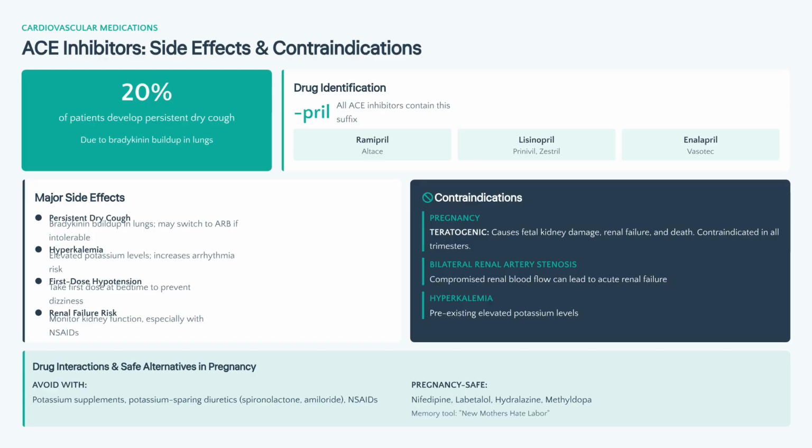ACE inhibitors are identified by the "pril" suffix. The major side effect is a persistent dry cough in about 20% of patients. They are strictly contraindicated in pregnancy, as they are teratogenic, causing fetal harm. They should also be avoided with potassium supplements and NSAIDs.